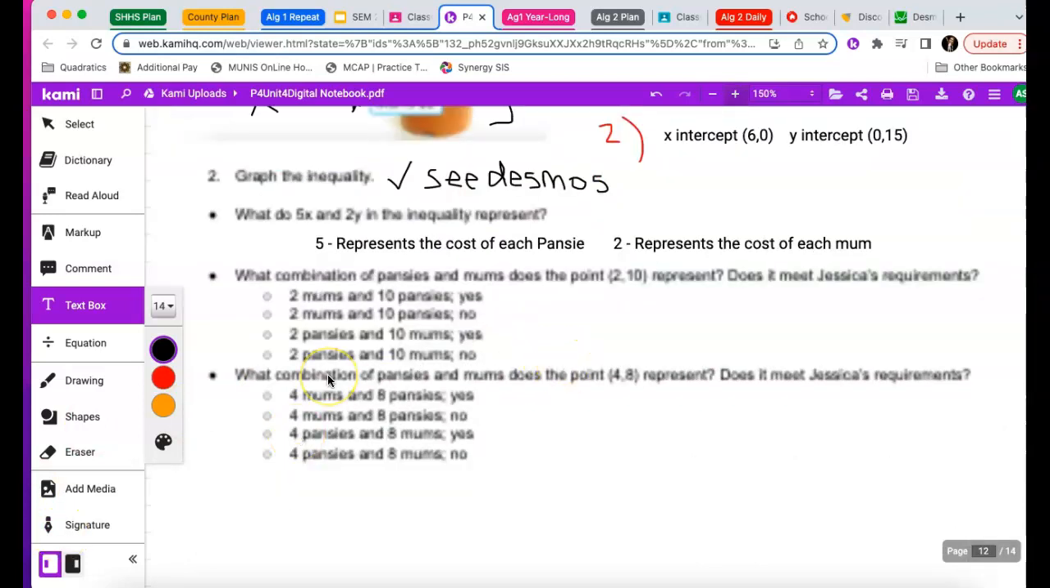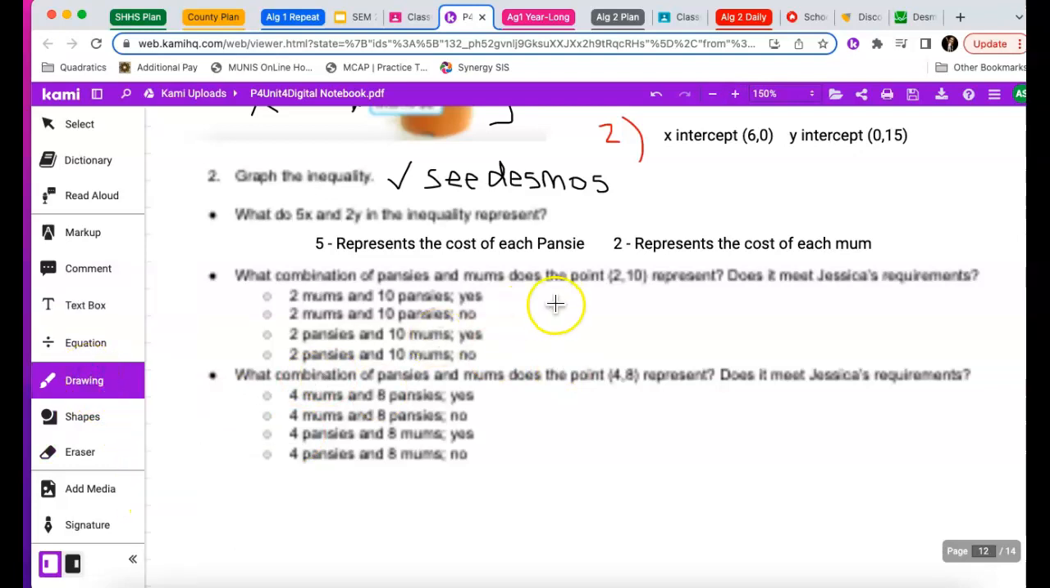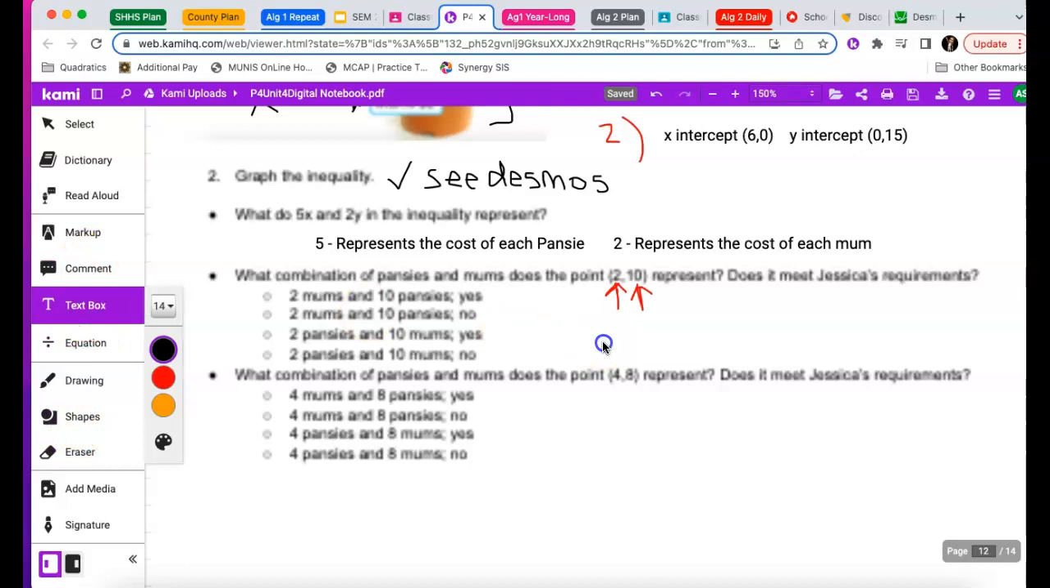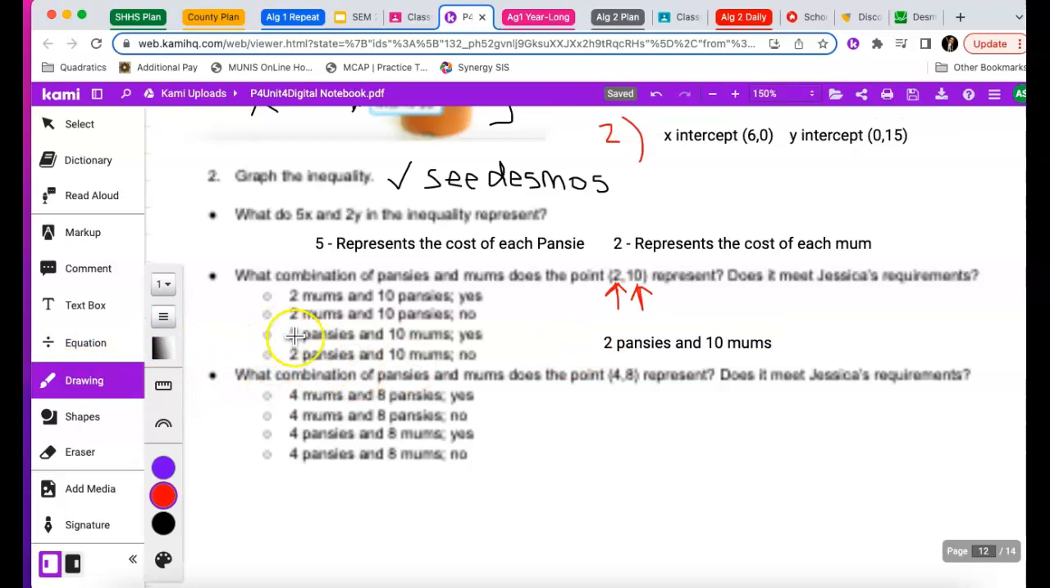All right, so the next question, what combinations of pansies and mums do the point (2, 10) represent, and does it meet Jessica's requirements? So x represents the number of pansies, y represents the number of mums. So according to our point, we're buying 2 pansies and 10 mums. So looking at our choices, it either has to be C or D, so 2 pansies and 10 mums. It can't be A and it can't be B because those are not in the correct order.